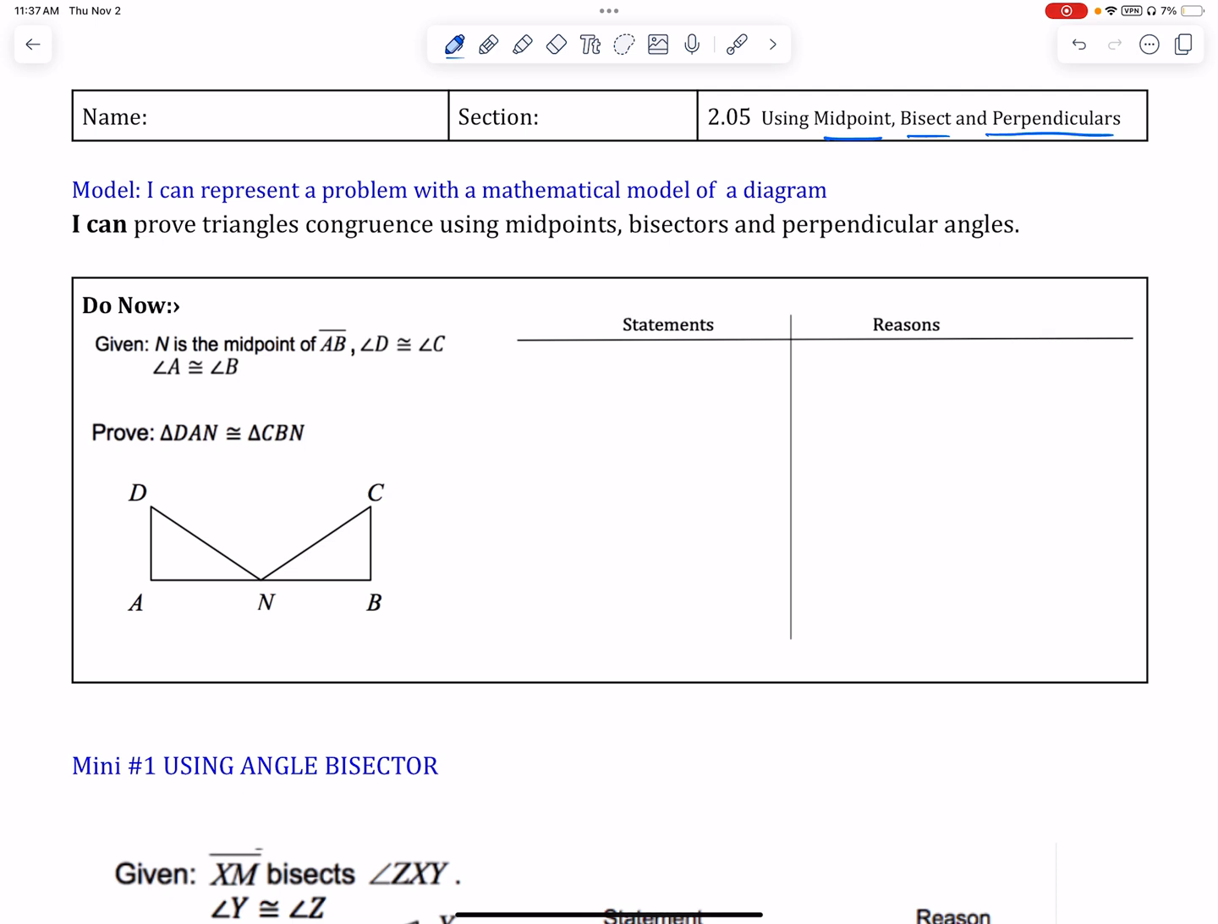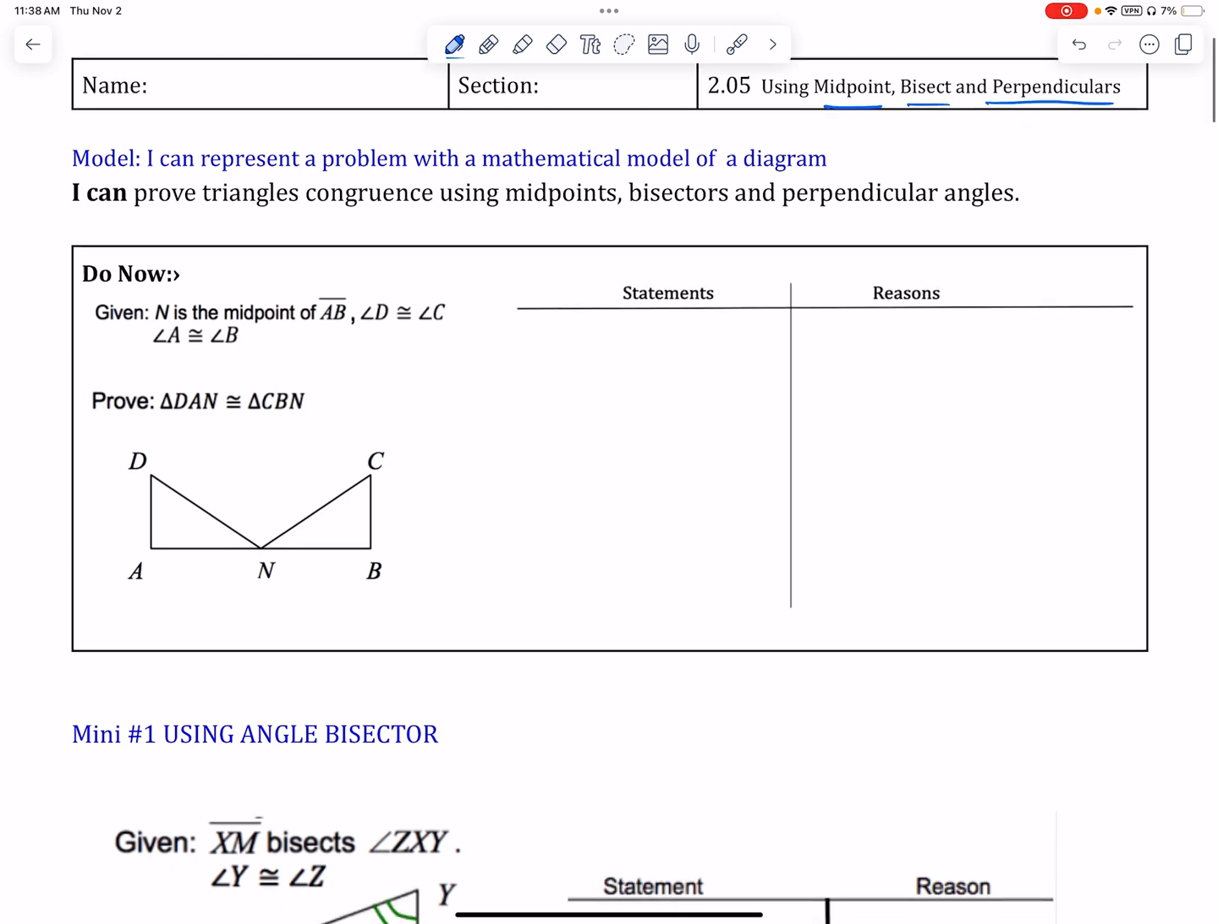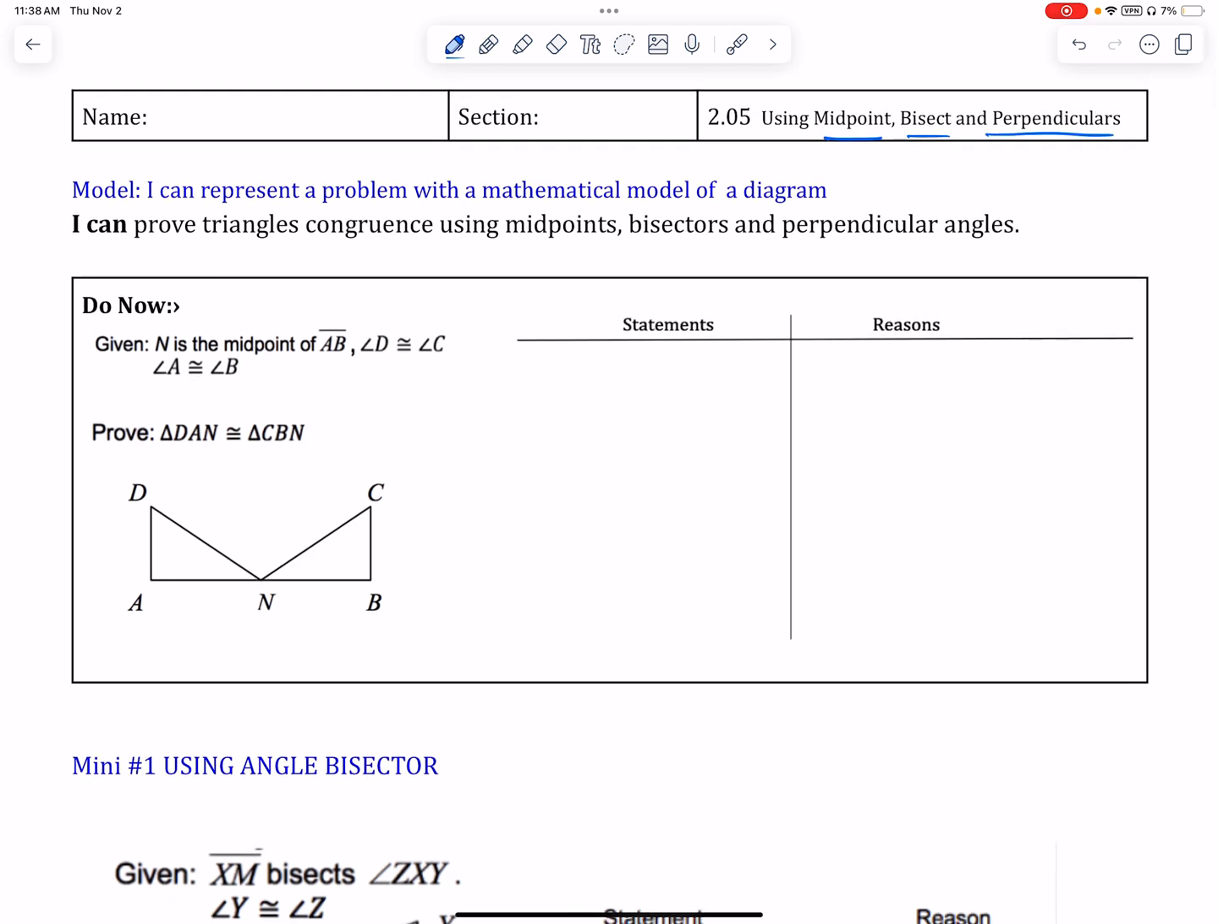Remember, please don't move on to this lesson until your teacher has marked you off for passing the mastery check for 2.04. Today, we're going to practice modeling through annotating, and our objective is I can prove triangle congruence using midpoints, bisectors, and perpendicular angles. If you need your reference sheet 2.02 for these vocab words, feel free to refer to it. And perpendiculars make right angles.